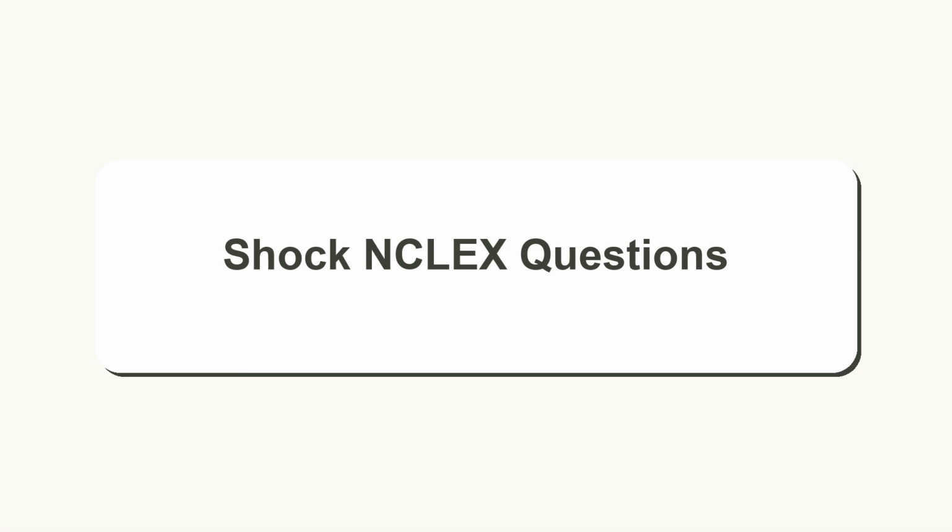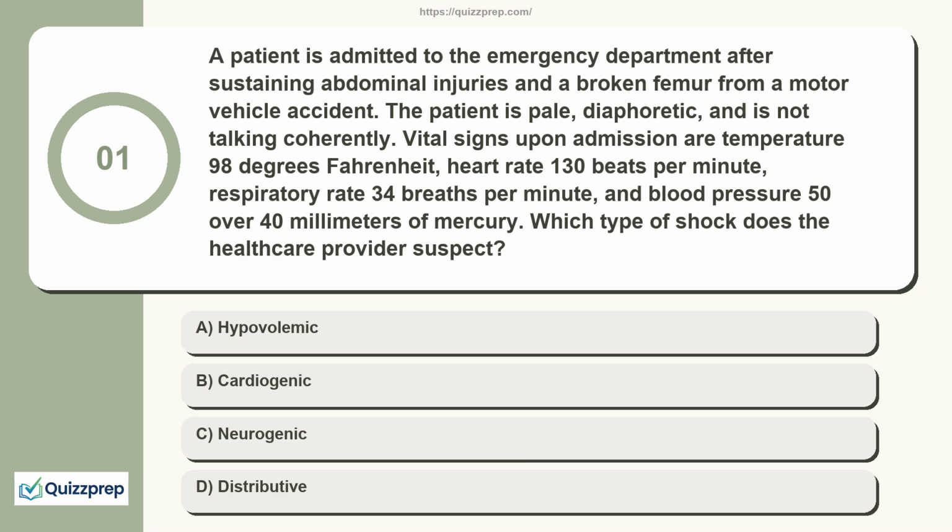Shock NCLEX questions. Question 1. A patient is admitted to the emergency department after sustaining abdominal injuries and a broken femur from a motor vehicle accident. The patient is pale, diaphoretic, and is not talking coherently. Vital signs upon admission are temperature 98 degrees Fahrenheit, heart rate 130 beats per minute, respiratory rate 34 breaths per minute, and blood pressure 50/40 millimeters of mercury. Which type of shock does the healthcare provider suspect?